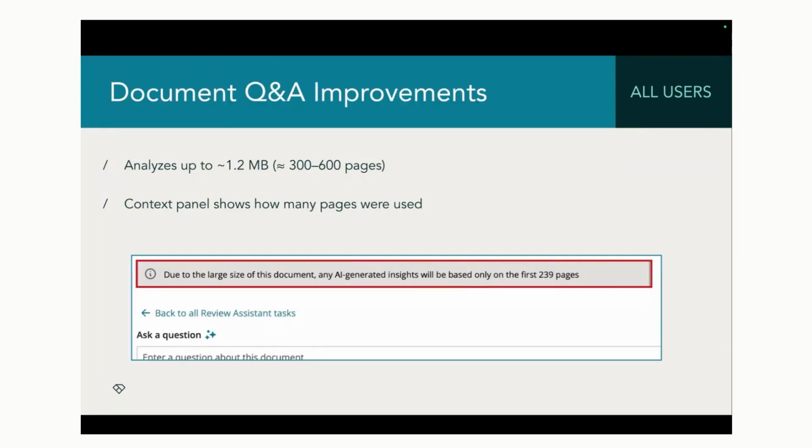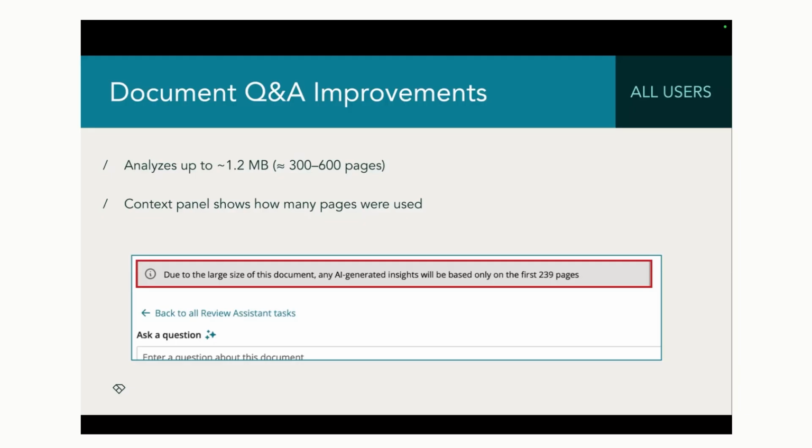All right, and finally, we also have a small but important improvement to document Q&A in the review window. Document Q&A can now analyze up to about 1.2 megabytes of text at once, which is roughly 300 to 600 pages, depending on how dense the content is. And that is up from about 200 to 300 pages previously.